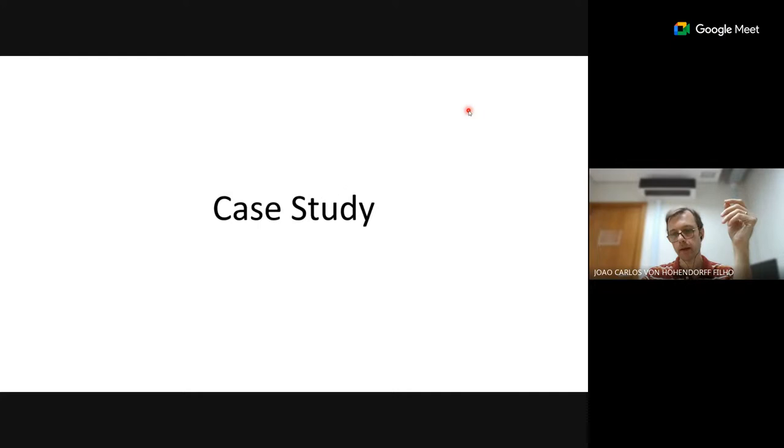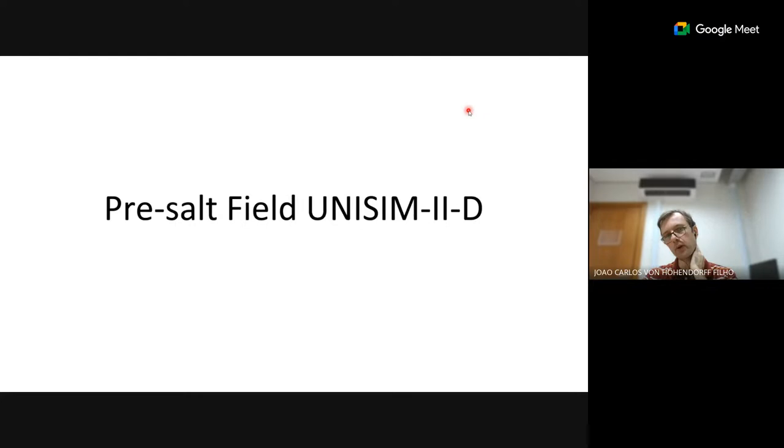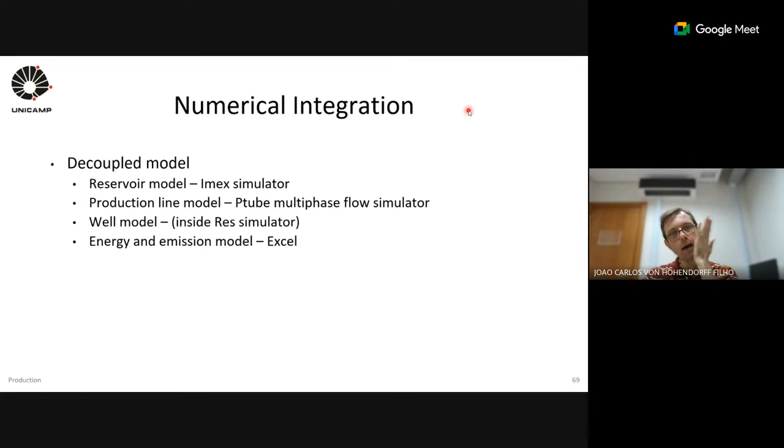So I will present a short case study for you. It's a pre-salt field, our benchmark UNISIM 2D. For this study, I applied the coupled model using a reservoir simulator, IMEX, including a multiphase flow simulator. The well model is inside the reservoir simulator, and for the energy and emission model, I considered Excel to calculate the results. Again, in this case, it's more straightforward than the previous ones, except that I cannot use the calculation to affect the production. I can use just the results generated by the reservoir simulation.